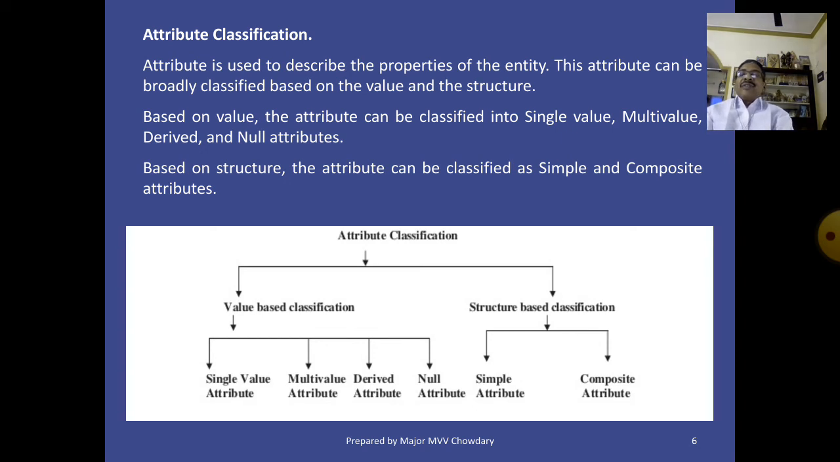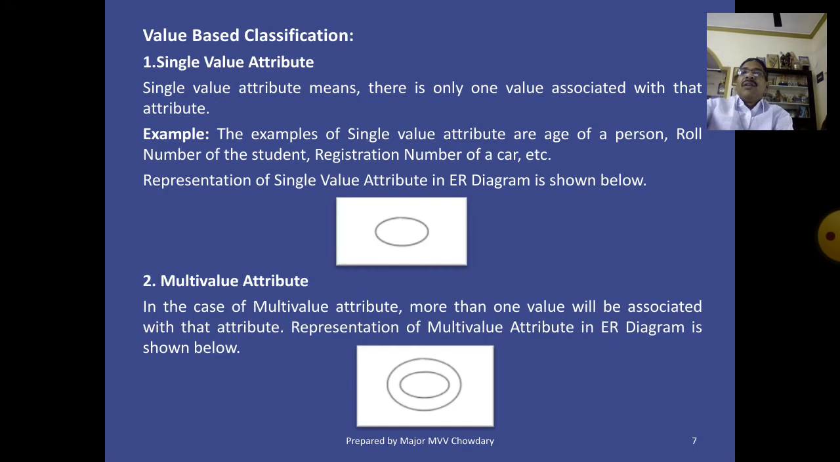Structure-based classification is of two types: simple attribute and composite attribute. Now, value-based classification.